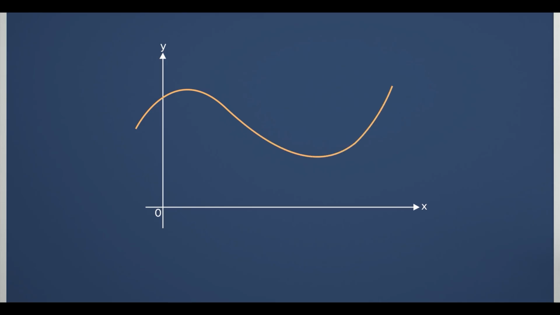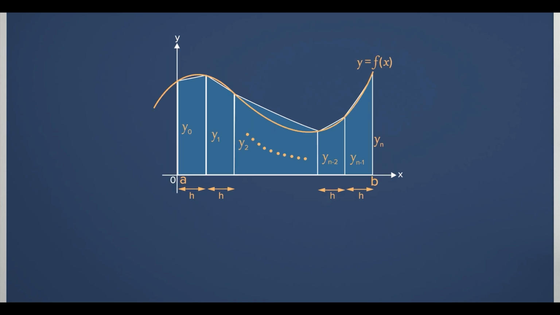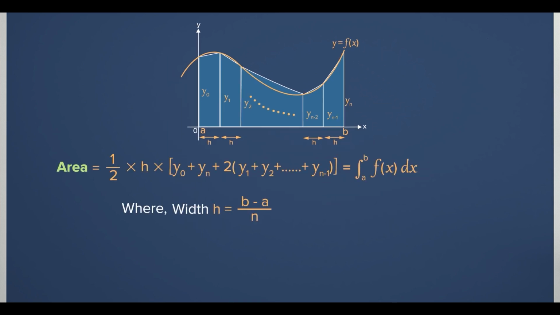If we have a function f of x, according to the trapezium rule, we can estimate the area under the curve y is equal to f of x by dividing the interval a, b into n intervals or n number of strips each of width h. This estimated value will be approximately equal to the exact value of the area under the given curve.